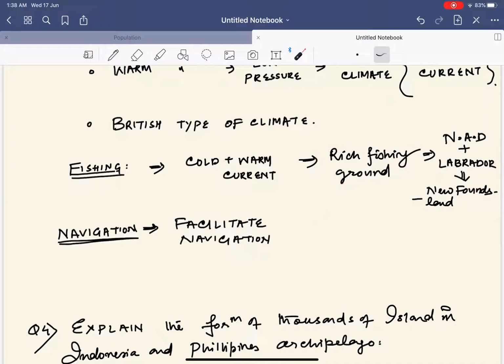And with respect to navigation, the currents basically help in the process of navigation. In this context, the current that is actually helpful is none other than your warm current. Why? See, warm currents are faster than the cold current. Hence, they are more effective in the transportation process when compared to the cold current.